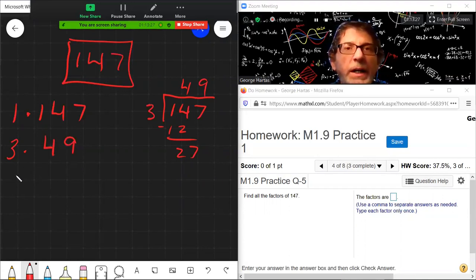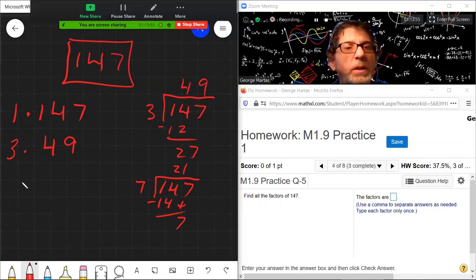We're going to go to the next odd number, 5. Well, this ends in 7. It does not end in 0 or 5, so 5 is out. Does 7 divide into that? Let's find out. 7 divides into 14 2 times. Bring down your 7. 7 divides into 7 1 time. Oh, look, exactly. 7 times 21 is 147.